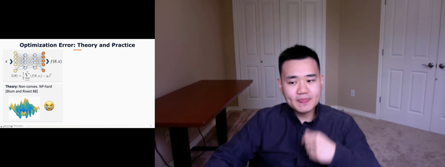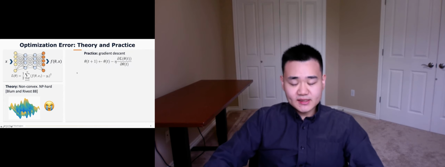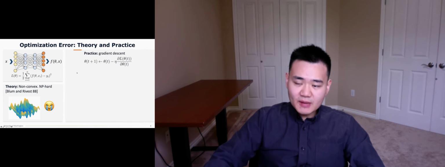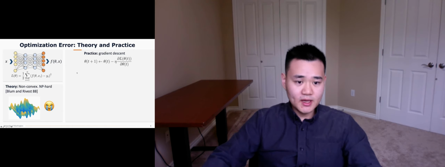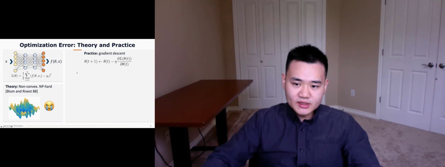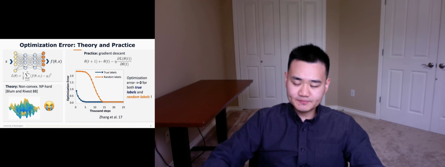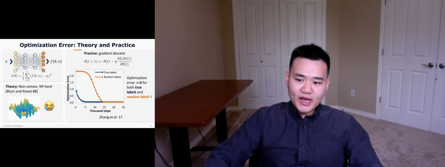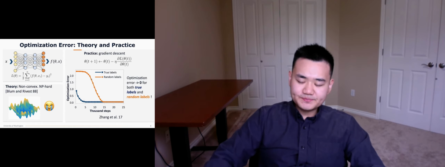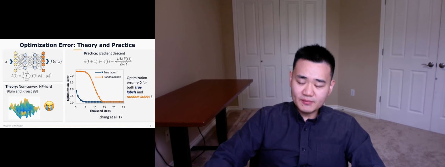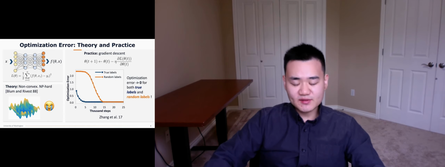So that's pretty bad. On the other hand, in practice, people just use a very simple algorithm, gradient descent or its variant, to solve this highly non-convex function. And for gradient descent, we just use the negative gradient to update the parameter iteratively. So now let's look at what happens in practice. Actually, in practice, gradient descent solves this non-convex function very well.